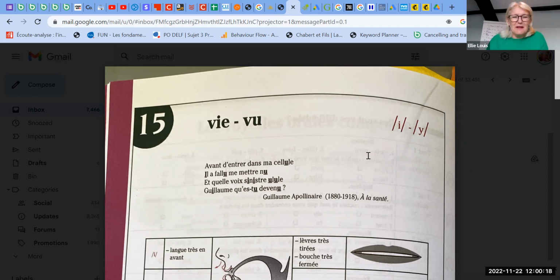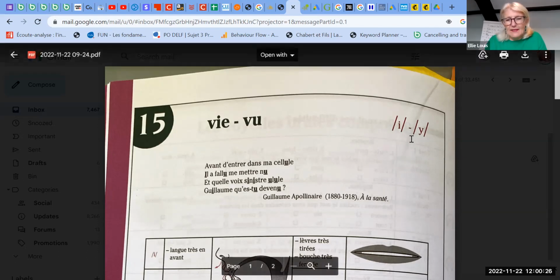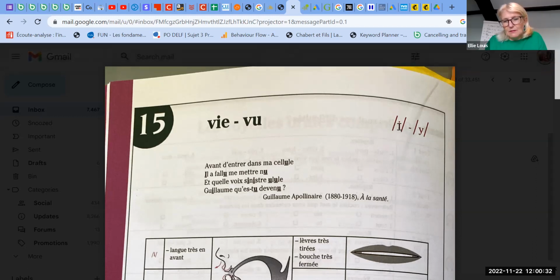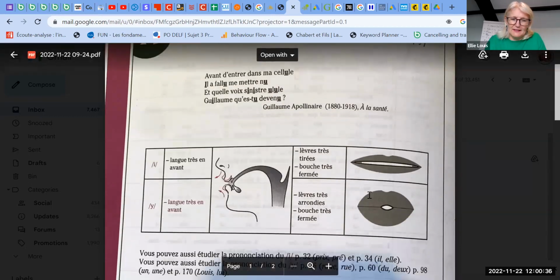That's good. So today we're going to have a look at vi, vu. So we've got two sounds here, vi, vu. Okay, and they're represented by these phonetic symbols. So the I sound is represented by that phonetic symbol. And the vu. No, let's check.